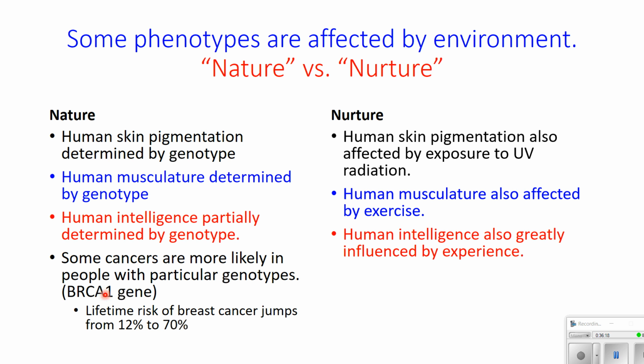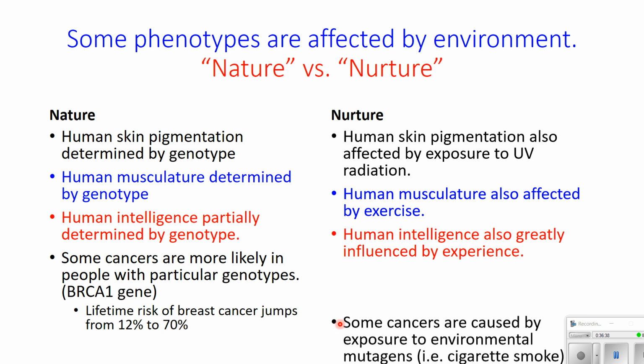Now, your average woman only has about a 12% lifetime risk of breast cancer. But if you inherit this gene, your chance goes from 12% to 70%. So that's a big jump. And so obviously this gene contributes to the likelihood of developing that cancer.